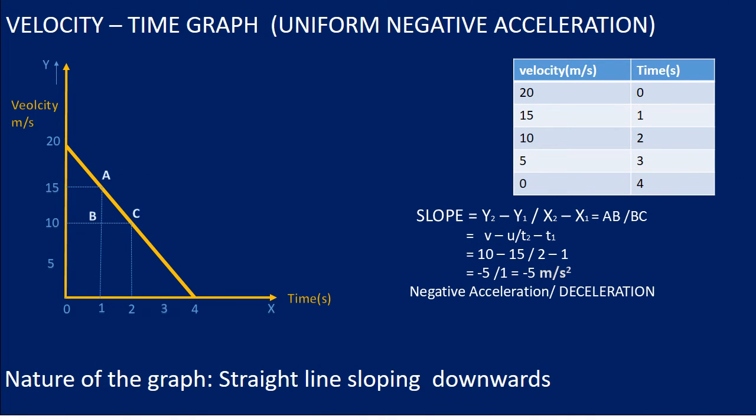Velocity time graph for uniform negative acceleration. Children, we know the meaning of negative acceleration. If the velocity of an object decreases at a uniform rate in equal intervals of time, we say that the object has uniform negative acceleration. So look at the data that is given here. When you look at the data, you can understand that when the time starts, the object has the maximum velocity, 20 meter per second. But every second its velocity is getting reduced by 5 meter per second.